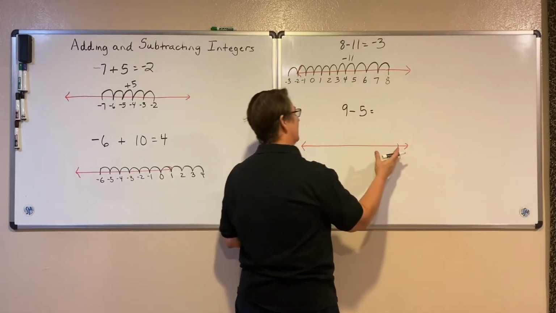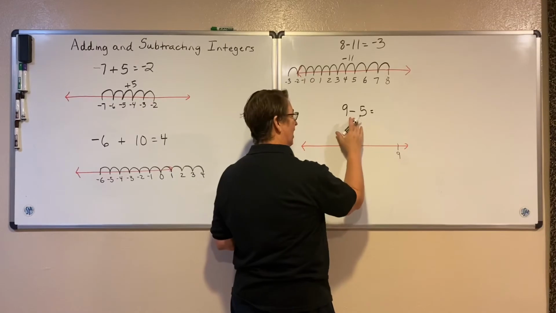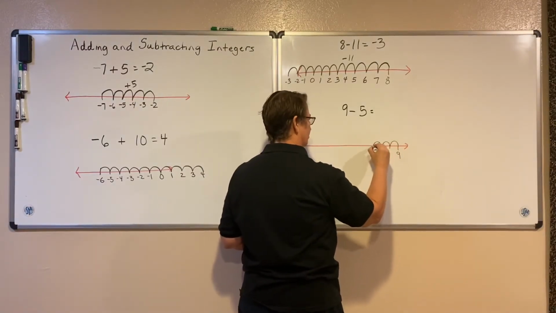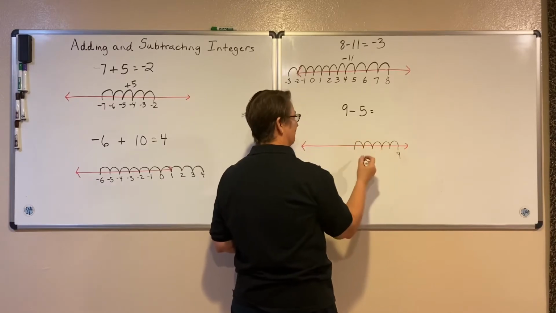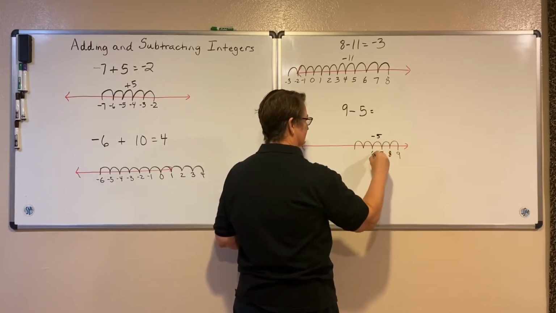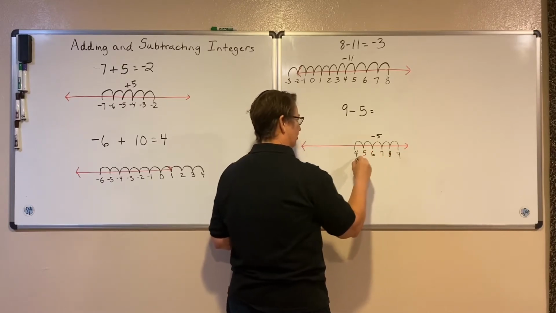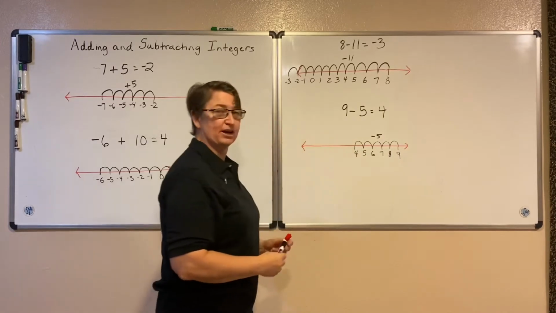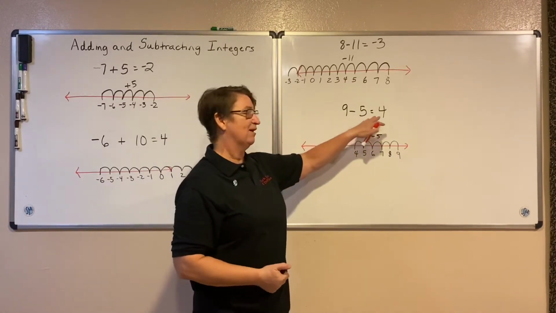I start at 9, and I'm going to go to the left 5 spots, or towards negative land 5 spots. 1, 2, 3, 4, 5. And I'm going to count down. 8, 7, 6, 5, 4. Notice I'm still in positive land. So all I did there was subtract. 9 minus 5, of course, is 4.